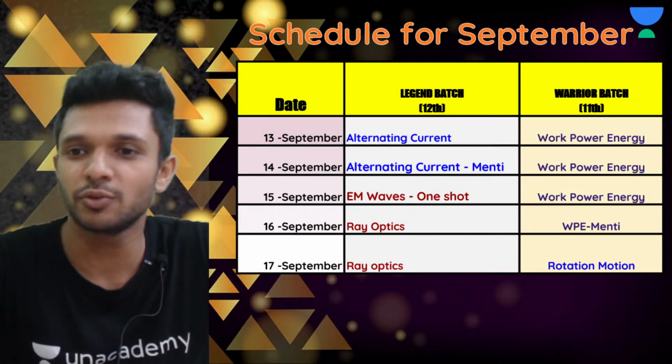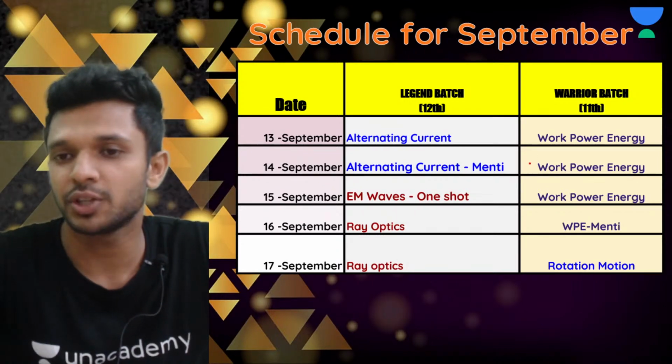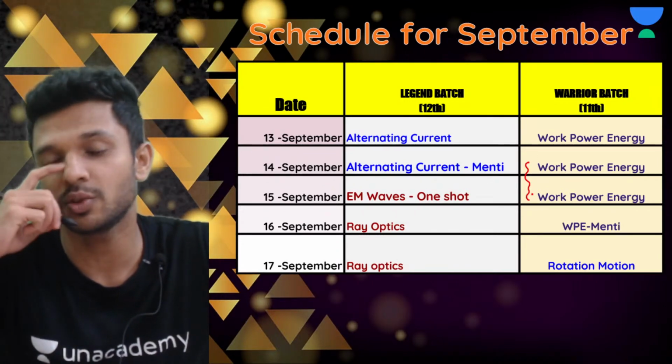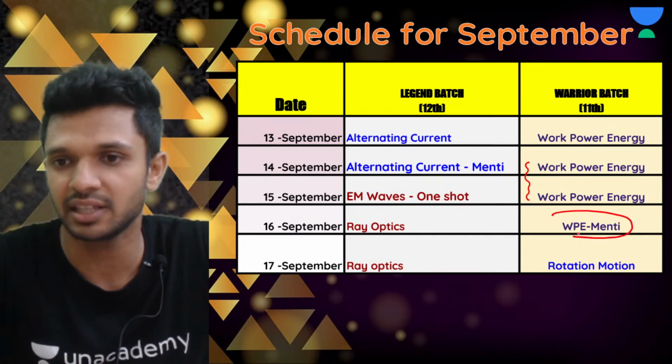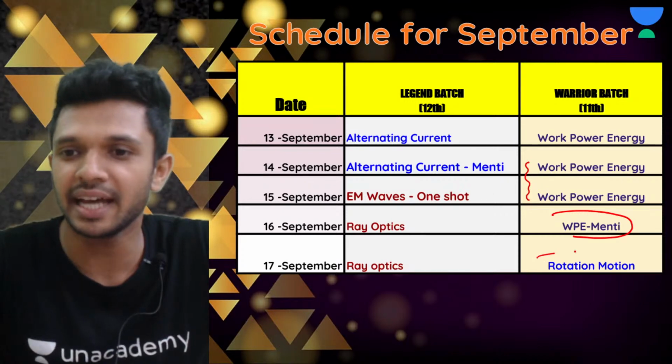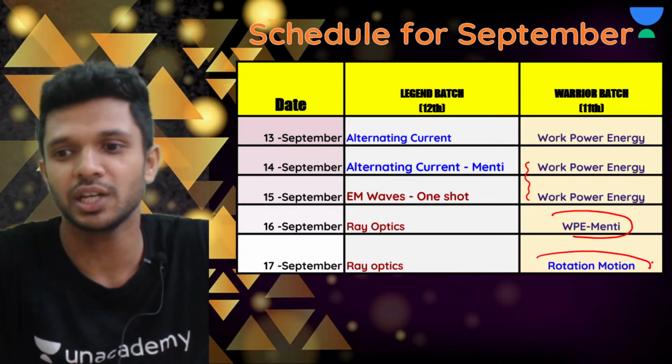This is the schedule for this particular month, right? For the next two classes also, we'll be continuing with work, power and energy. We'll be finishing here on the 15th and then we'll be having the work, power and energy mentee. And then we'll be starting with a new chapter, rotational motion.